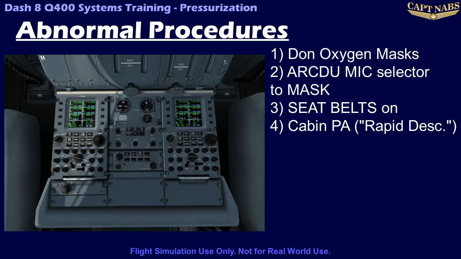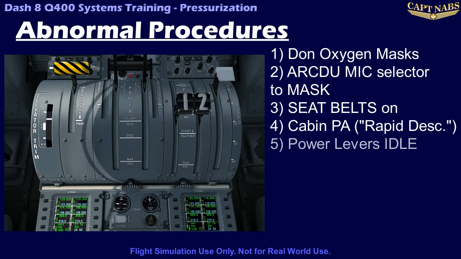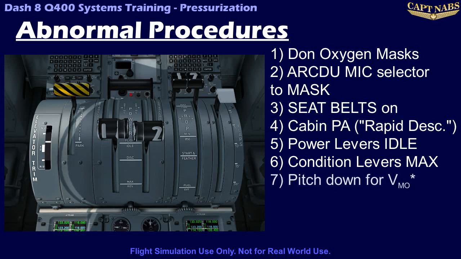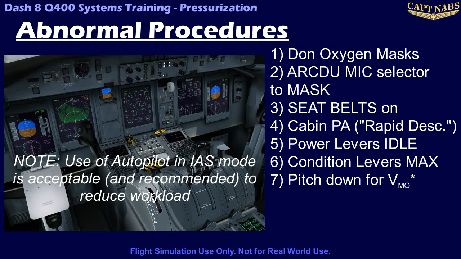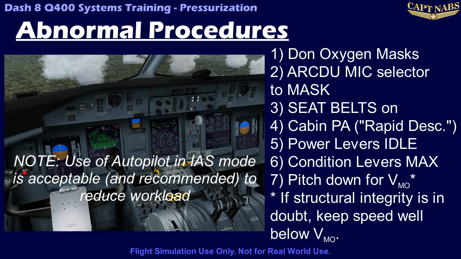The most important thing to get the airplane descending is to pull the power levers to flight idle, increase the condition levers to max, which helps to increase drag at idle, and then pitch down to accelerate to maximum safe speed, or VMO. However, keep in mind that if the pressurization issue has been caused by aircraft damage, speed may need to be limited to reduce stress on the damaged airframe.